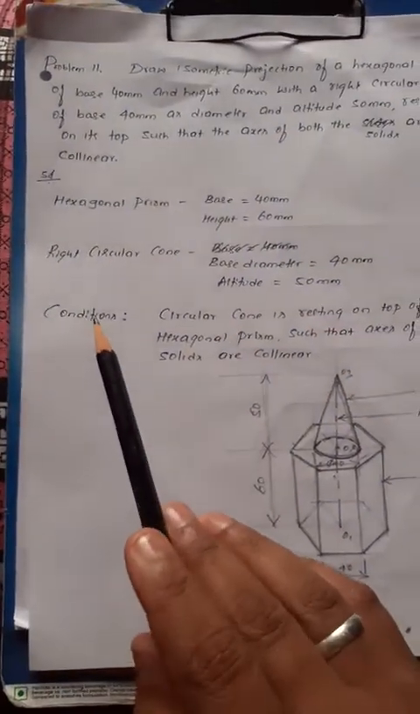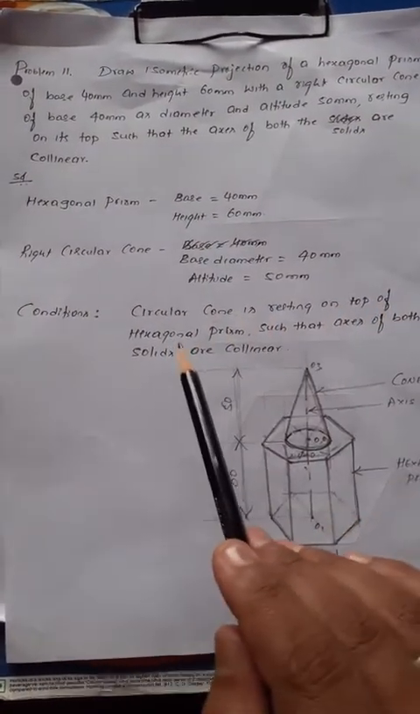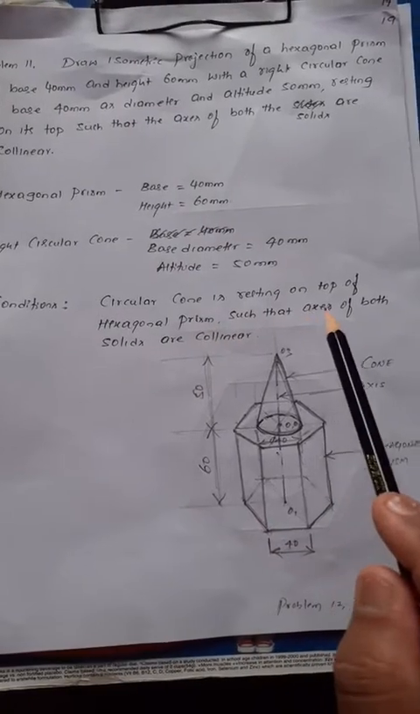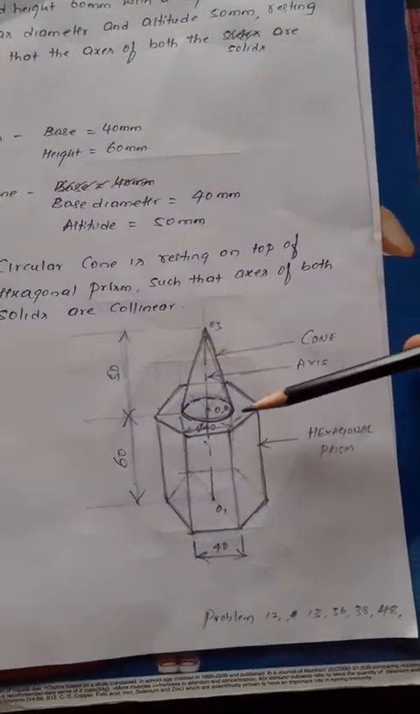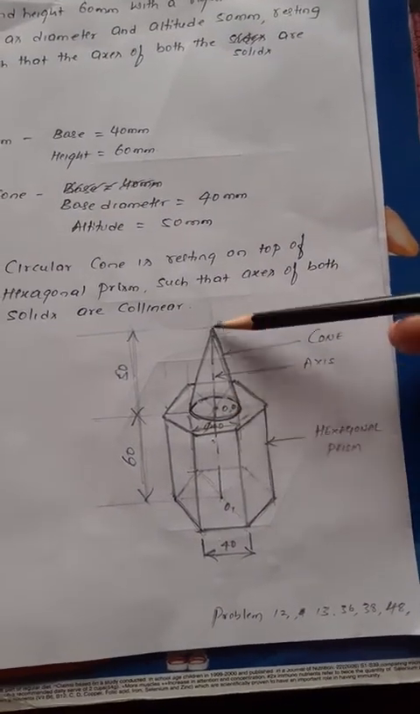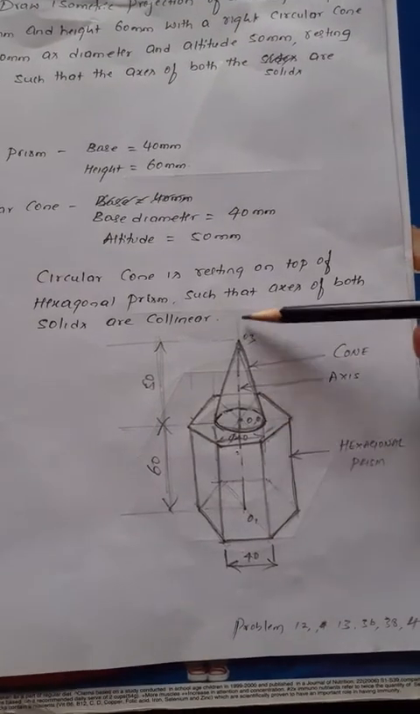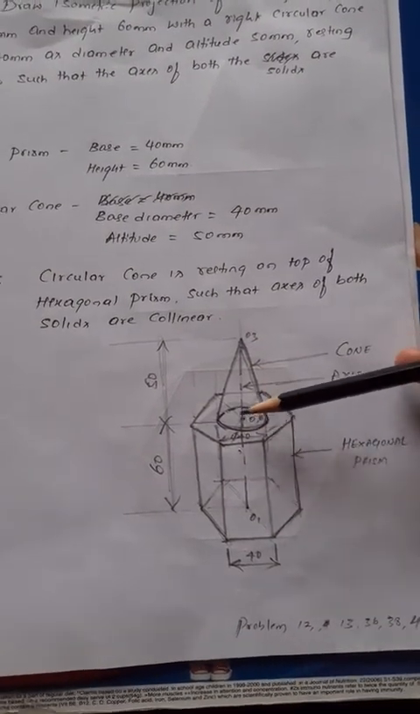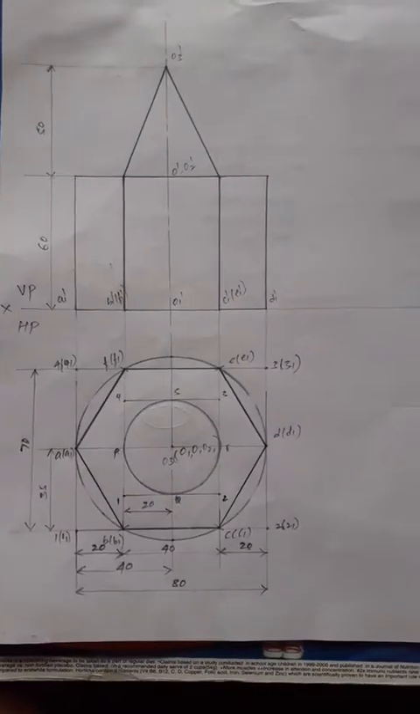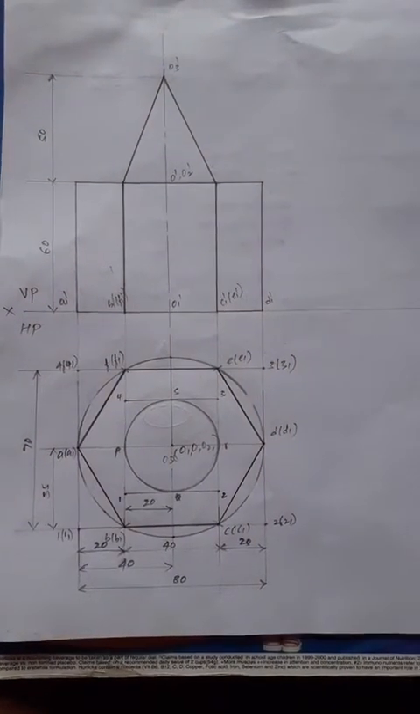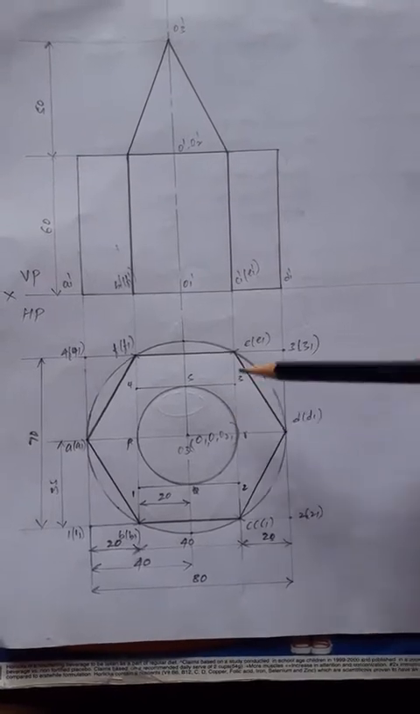What is the condition given? The circular cone is resting on top of the hexagonal prism such that the axes of both the solids are collinear. The cone is resting over the hexagonal prism such that the axes of both are collinear, meaning the center of the cone is placed over the center of the top face of the hexagonal prism, right? Now this is the orthographic projection of a combination of solids, that is a hexagonal prism and a cone, right?